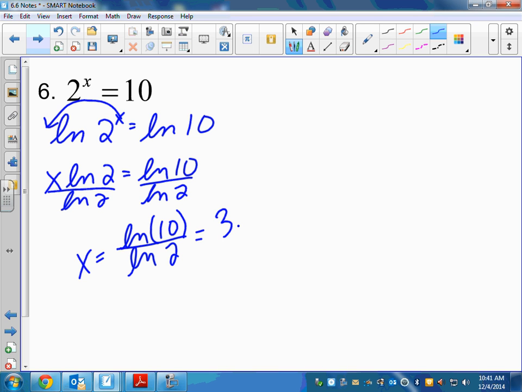And that's about 3.322 as your answer. That idea comes up a lot in the story problems. And so if you have a story problem where there's an x or a t or whatever in the exponent, and you're trying to solve it, you're going to have to ln both sides or log both sides. And so I put a couple story problems on there. There's a couple story problems on your homework. There's definitely a couple story problems on your unit test.